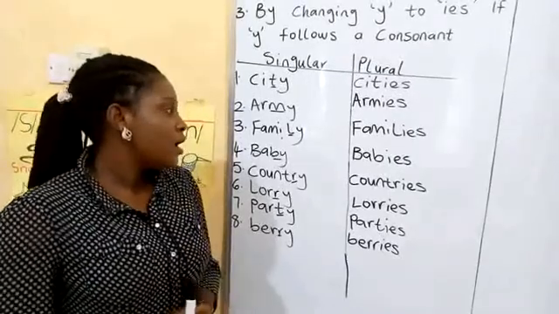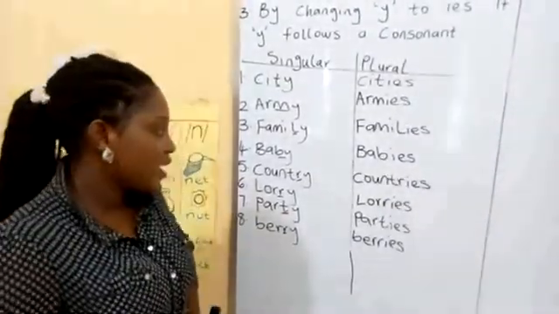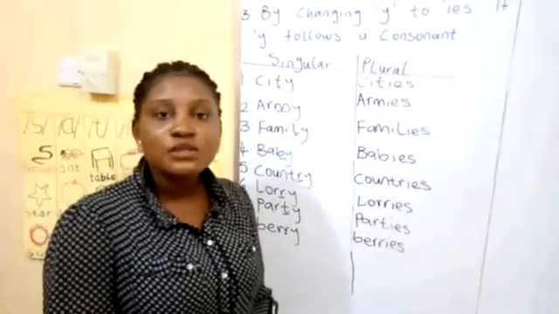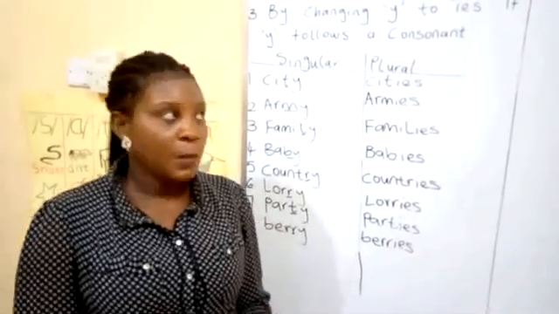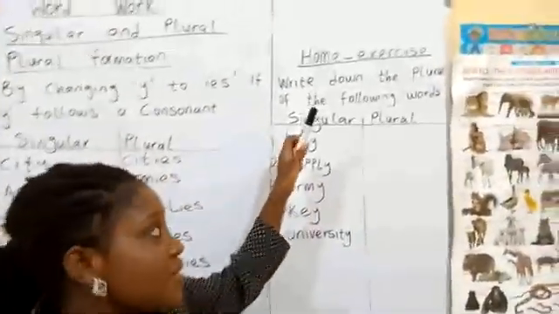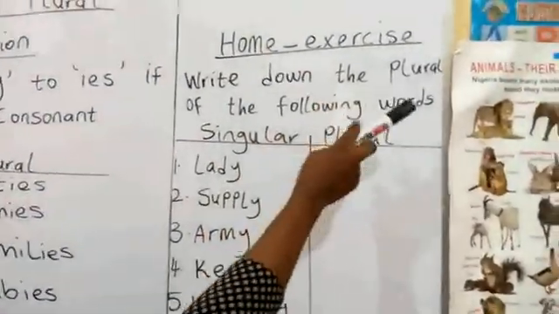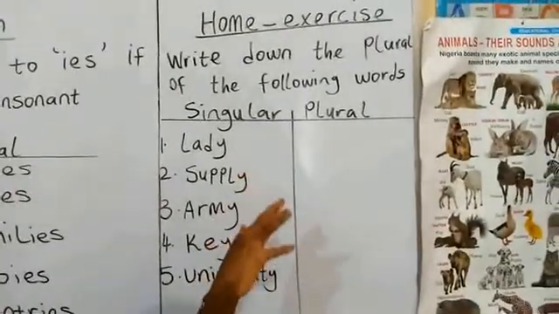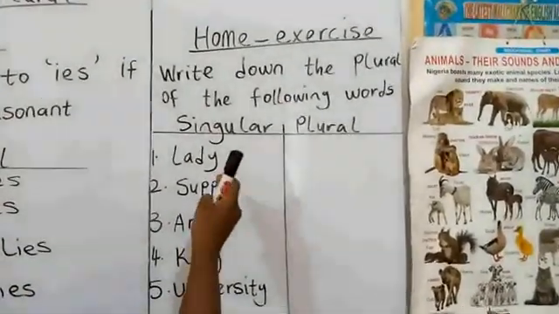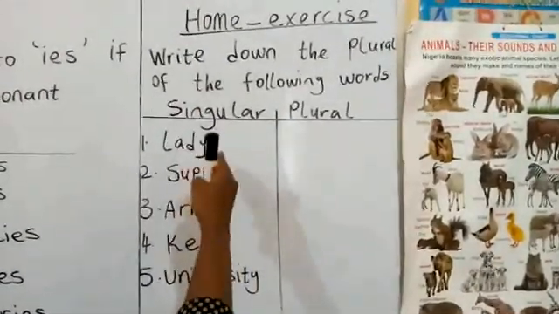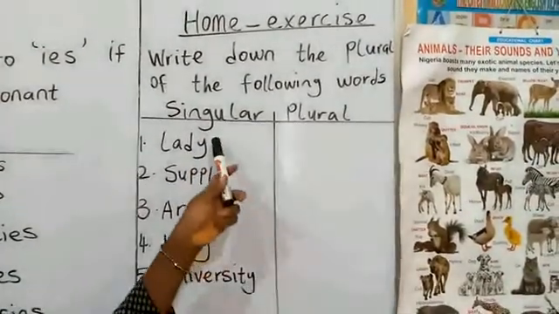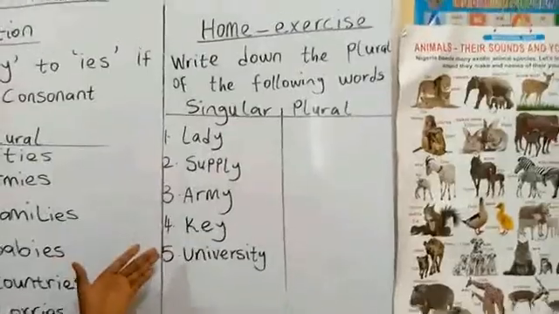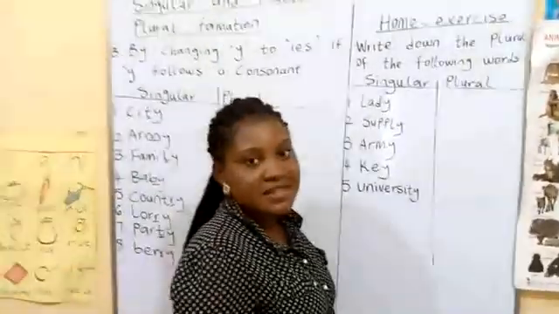So now, we are going to see homework. I'm going to give you a list of words, and you are going to change them from singular form to plural. Alright, so this is the homework. We are going to write down the plural of the following words. We have singular here and plural there. So now, mommy, please make a table for our babies and let them copy out these words in the singular and then change them from singular to plural. So we have here lady, supply, army, key, and university. Okay. See you next time.